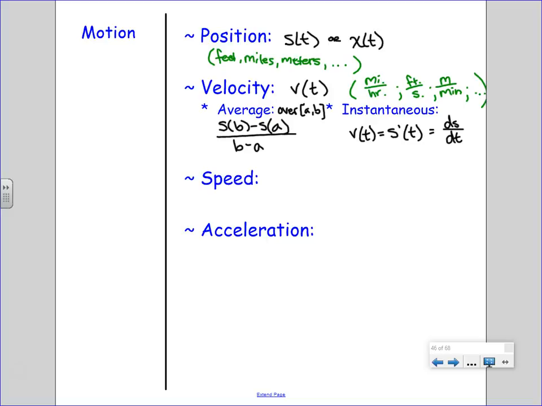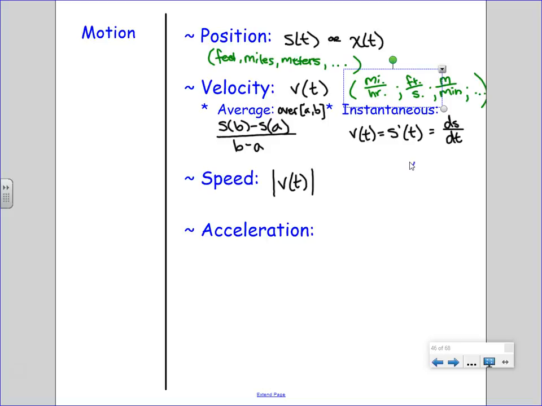Speed, what is its relationship? It's velocity, but just velocity's magnitude, hence the absolute value of velocity. It's always positive. Velocity has direction. So its measurements are in essence the same, just the signs are always positive.